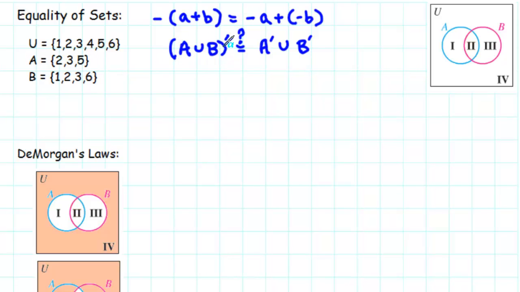Let's first of all figure out the left-hand side. First of all, we'll find A union B. So we'll take everything in A and put it together with everything in B. We have a 1, we have a 2, 3, 5, and 6. So A union B is the set containing 1, 2, 3, 5, and 6. What is the complement?